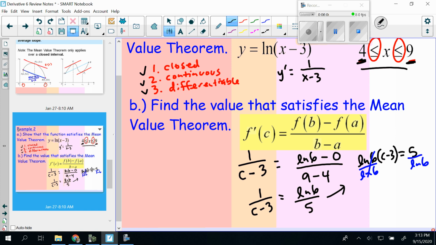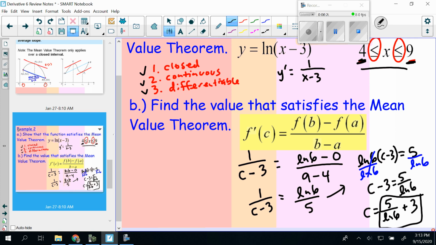So now we've got c minus 3 equals 5 over natural log 6, and then finally add 3. So the exact value where this is going to work here is 5 over the natural log of 6 plus 3. That would be the exact location where the average slope is parallel to the tangent slope.